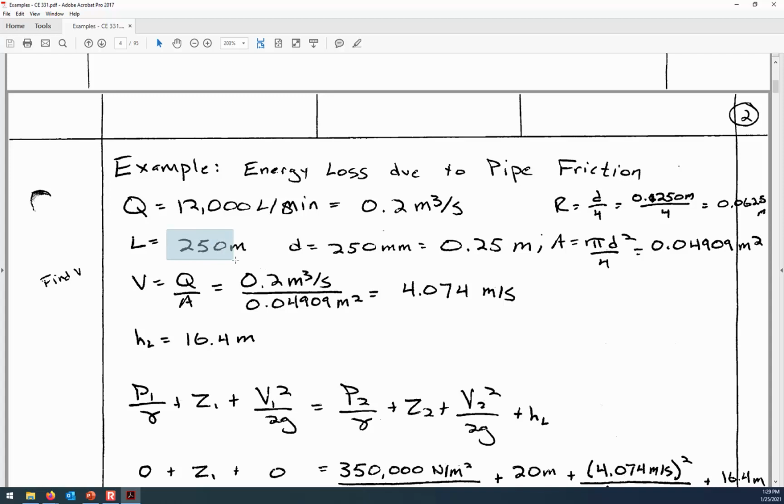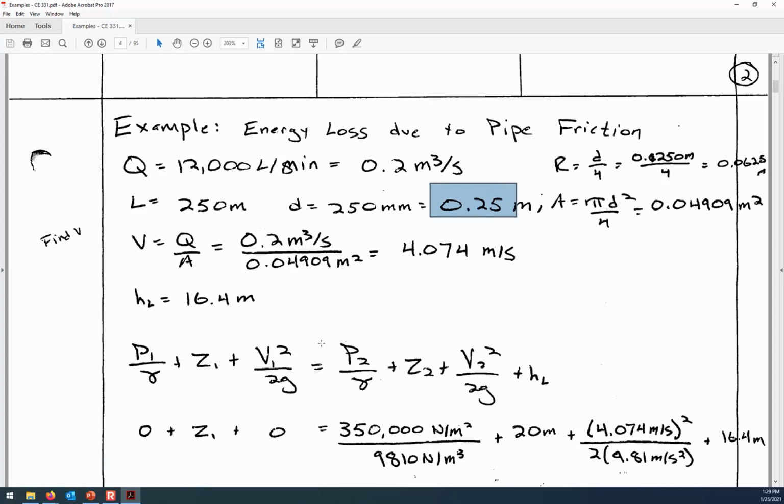The length of the pipe is 250 millimeters. We know the diameter of the pipe. You need the cross-sectional area to determine the flow velocity, and then the given head loss is 16.4. So when you put it all into the energy equation like this, the only unknown is how high the water in the tank needs to be in order to achieve the pressure of 350 kPa at an elevation of 20 meters. So that's the base of the building is 20 meters above our elevation datum.